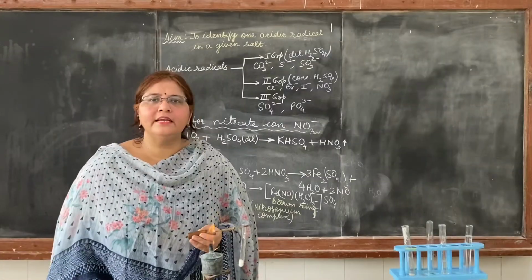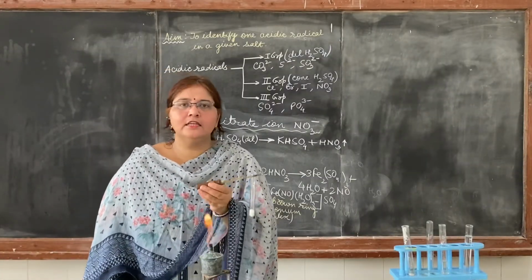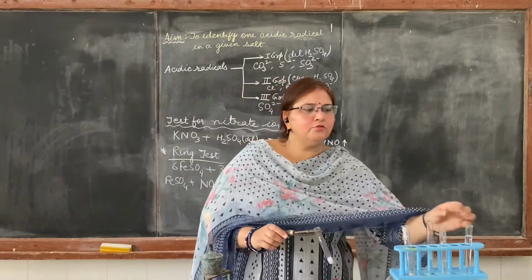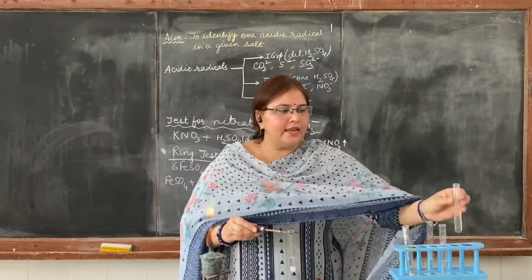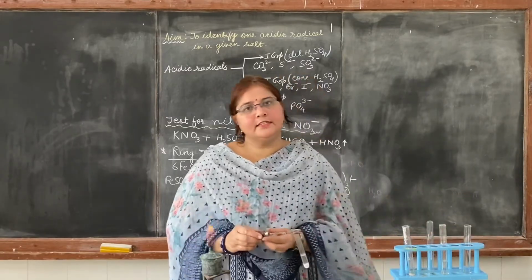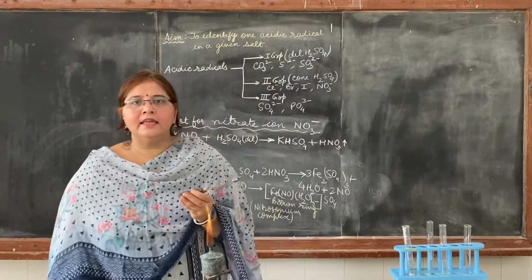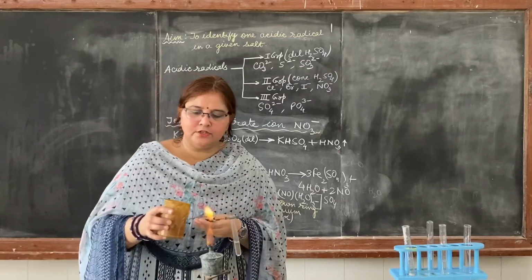Now we will do the ring test for the nitrate ion. Take the salt, add a small amount of water to it and dissolve it completely. Then add ferrous sulfate solution to it.